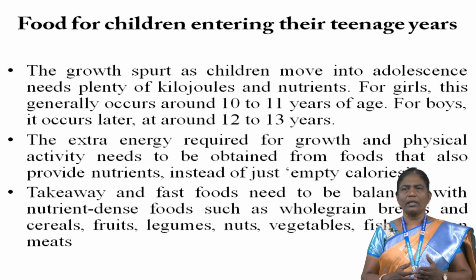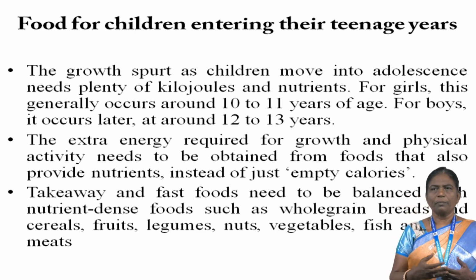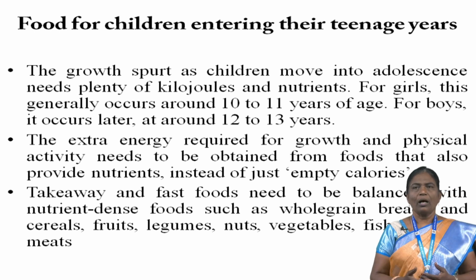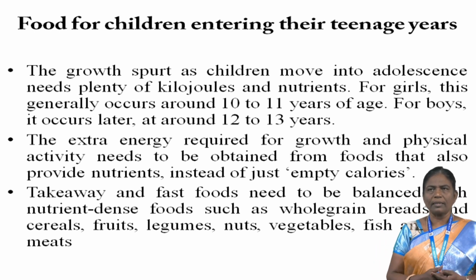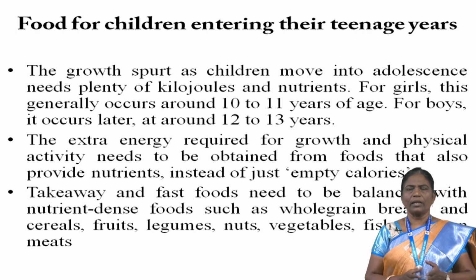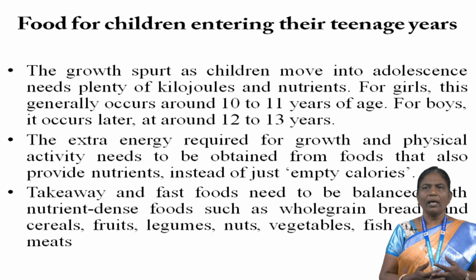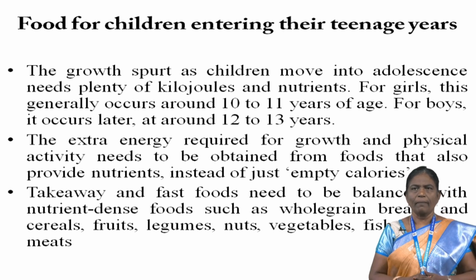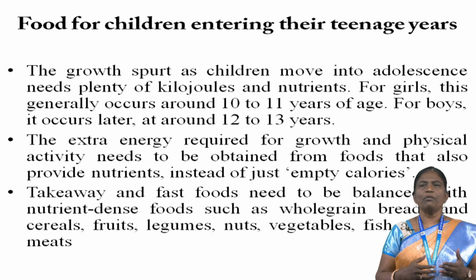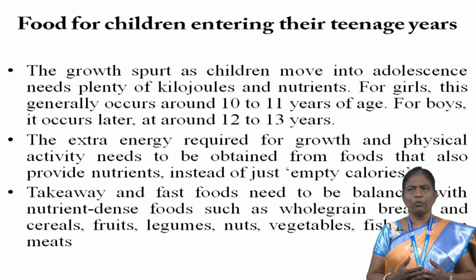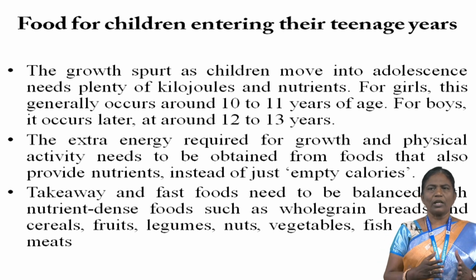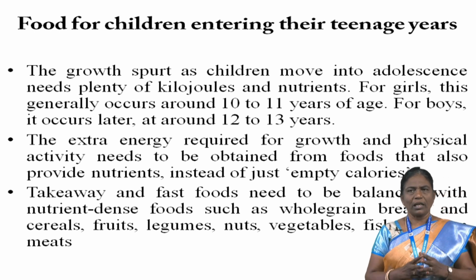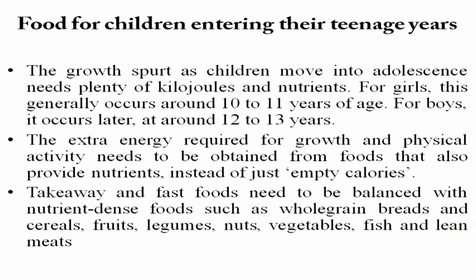Then food for children entering their teenage years. The growth spurt as children move into adolescence needs plenty of kilojoules and nutrients. For girls, this generally occurs around 10 to 11 years of age. For boys, it occurs later, at around 12 to 13 years. The extra energy required for growth and physical activity needs to be obtained from foods that also provide nutrients instead of just empty calories. Takeaway and fast foods need to be balanced with nutrient-dense foods such as whole grain breads and cereals, fruits, legumes, nuts, vegetables, fish and lean meats.